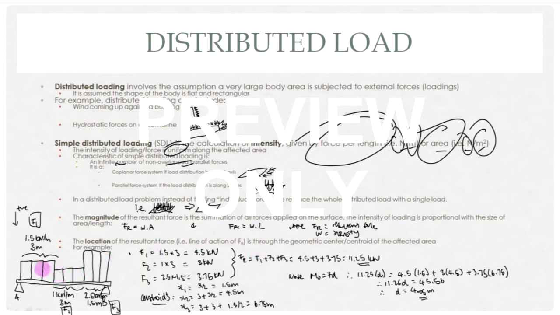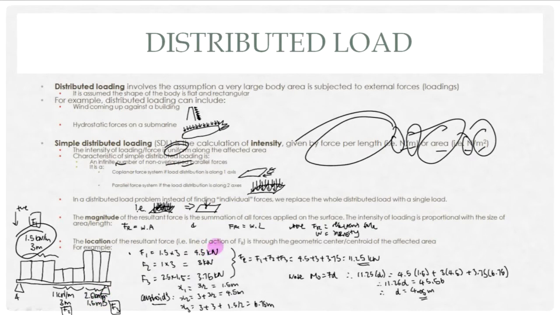For example, we've got here between A and B 1.5 kilonewtons per meter for 3 meters, 1 kilonewton per meter for 3 meters, and 2.5 kilonewtons per meter for 1.5 meters. First of all, we're going to assign these as F1, F2, F3, and we're going to take going down as positive. F1 is going to equal 1.5 multiplied by 3, so it's w times L, which is 4.5 kilonewtons. For F2, it's 1 times 3, which equals 3 kilonewtons. Then we've got 2.5 times 1.5, which gives 3.75 kilonewtons.